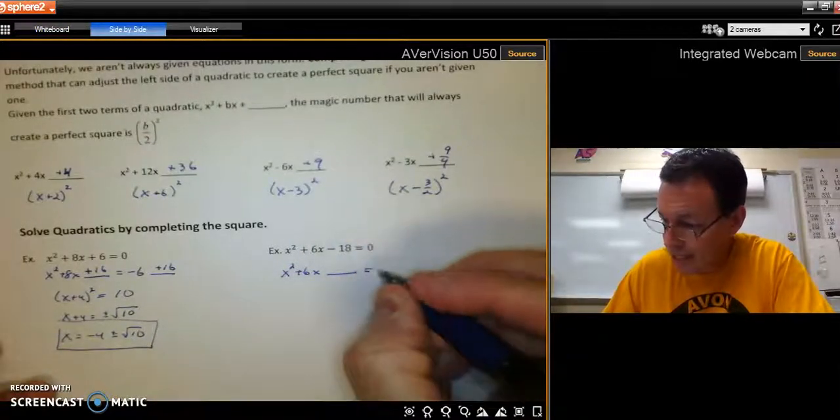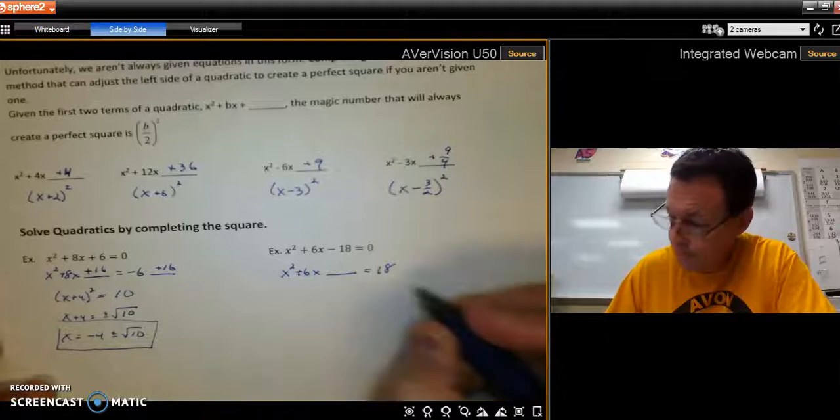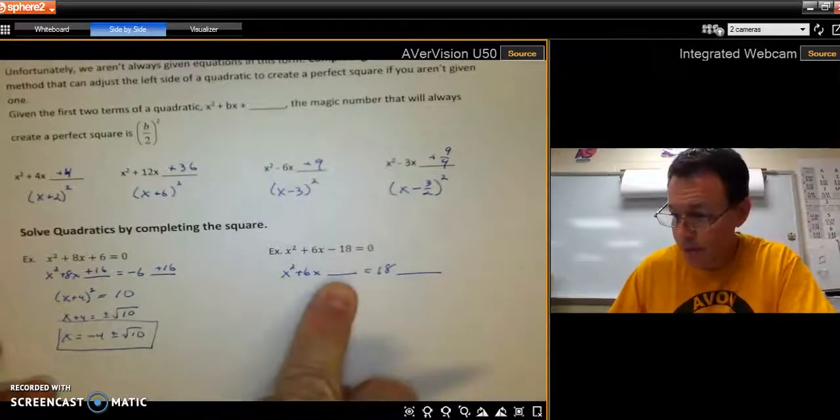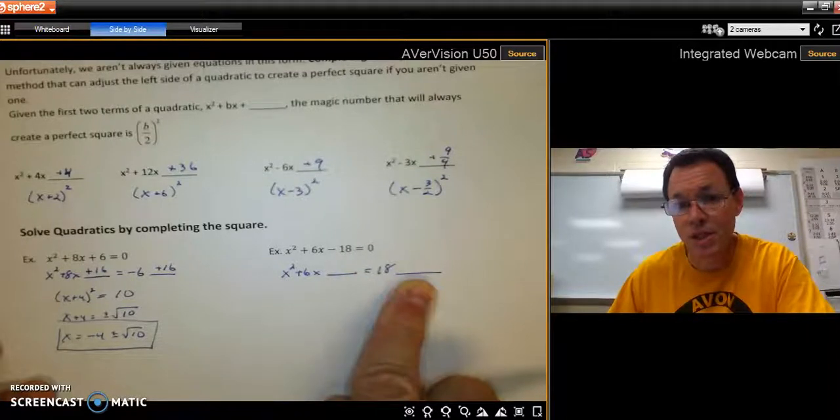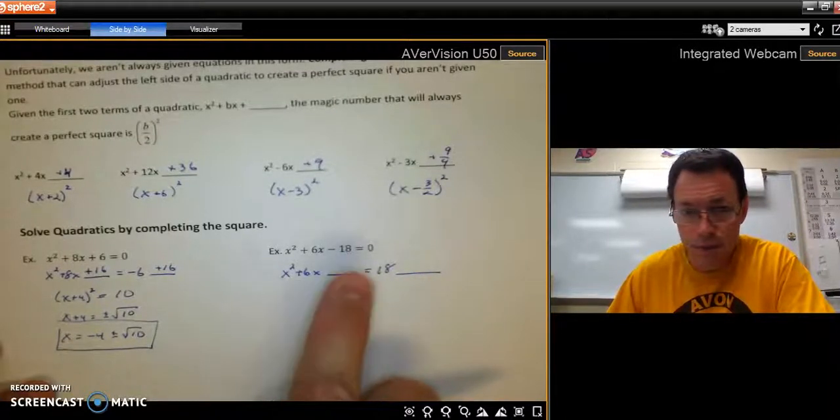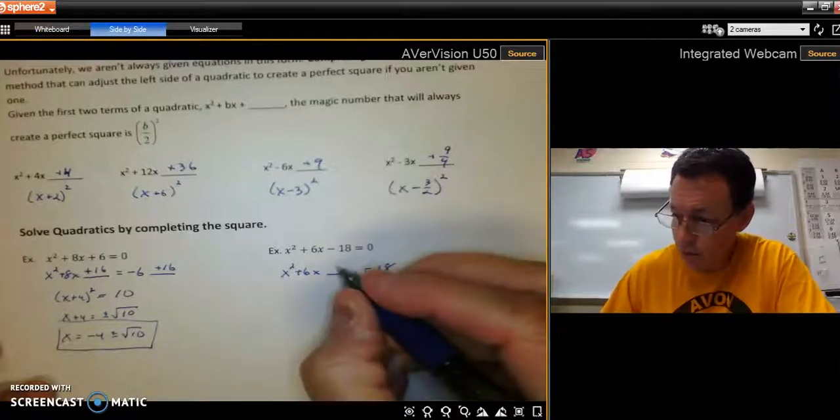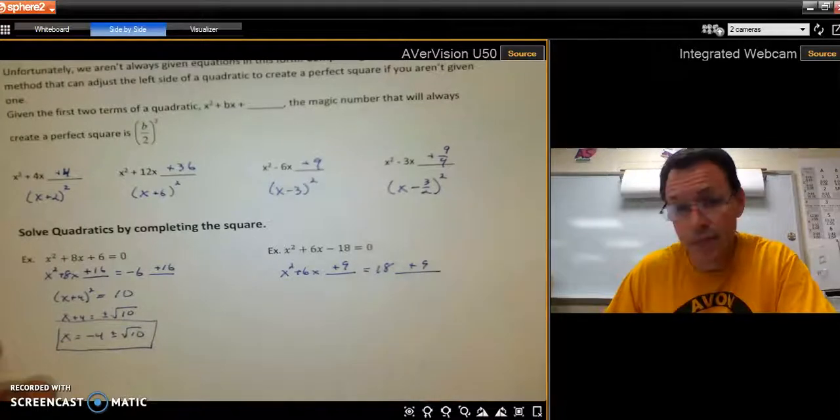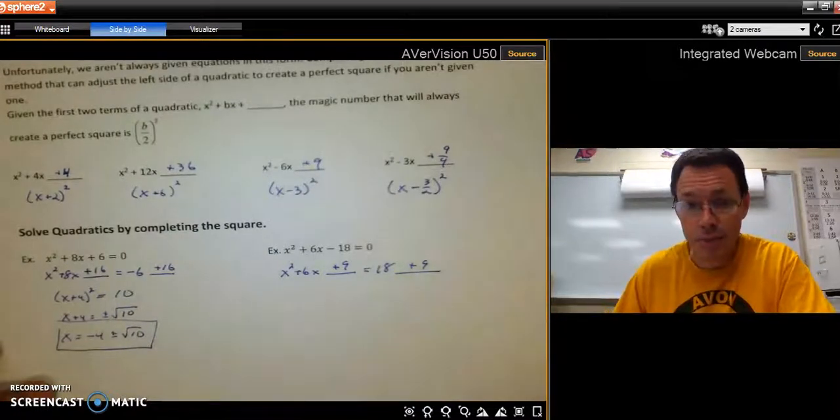So we're going to move the minus 18 over here. I'm also going to put a blank. You will always see me do that. Whenever I put a blank on this side, I'm going to put a blank on that side just to make sure that I balance things. So again, what's the number that goes in here? You should know this. It's going to be a 9. But then I'm going to put a 9 over here. Okay, now I've completed the square.